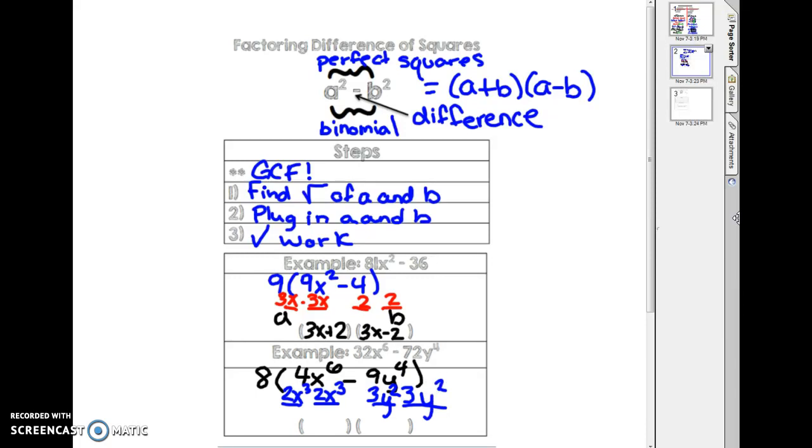Alright, so now I just figured out my a and my b. So it'll be 2x cubed plus 3y squared, and I'm sorry, I'm running out of room, times 2x cubed minus 3y squared. Okay, so it's the plus and the minus. All right, those come in handy a lot in the third 9 weeks. We're going to use that a lot.